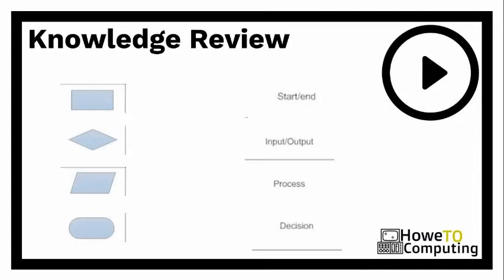Okay, so hopefully we've got this correct. So input output is the parallelogram, start and end is the oval, process is the square, and the decision is the triangle. So obviously the process is doing, like a workout calculation, and the decision is like an if statement or a loop within a flowchart.